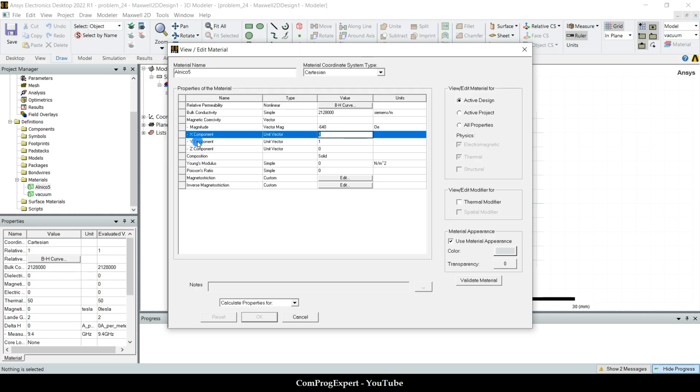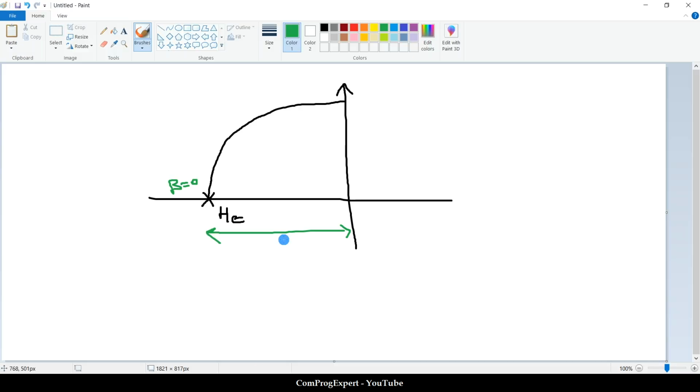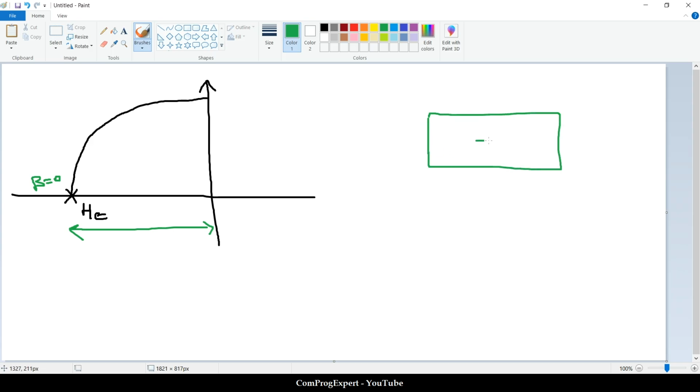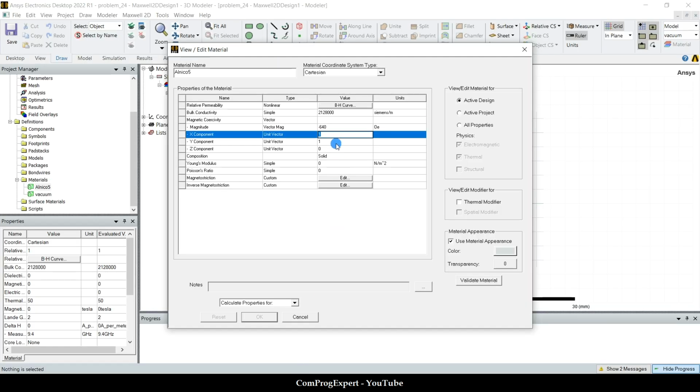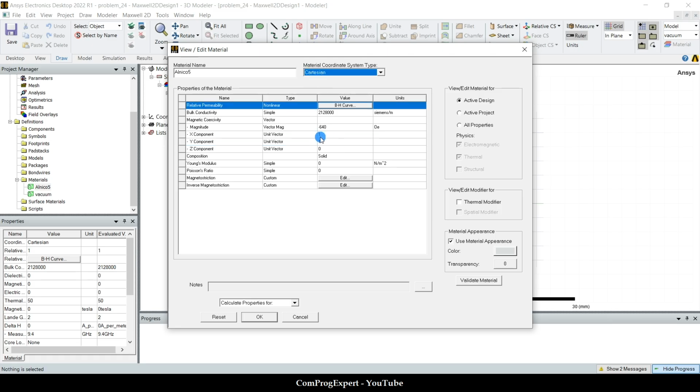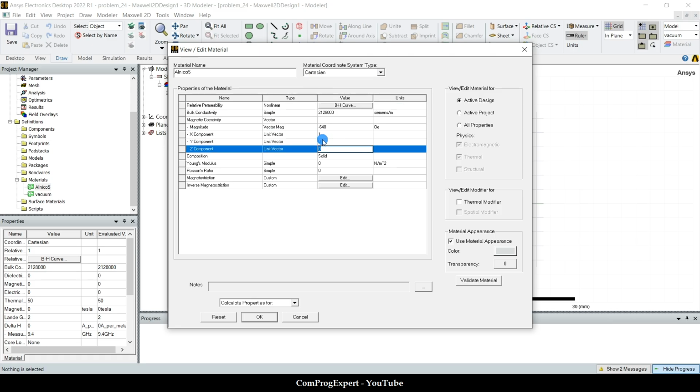And here we have X, Y, and Z components. What are these numbers? We should specify the direction of the magnetization. So for this cubic magnet, is the direction of the magnetization in the X direction, or Y direction, or any arbitrary direction? I want to set it in the X direction. So for the material coordinate system, let's select Cartesian and set this equal to 0. The field will be in the X direction.